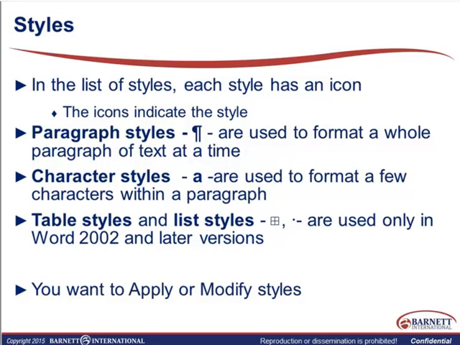Table and list styles. Tables usually are represented by a little box. List styles are usually a dot and a hyphen, or a series of dots and a series of hyphens above each other. These are only used in Word 2002 and later, just so that you know, although most people are working at least in 2007. But these are things to know in case you want to apply or modify your styles. Once you modify something, you have to apply it.